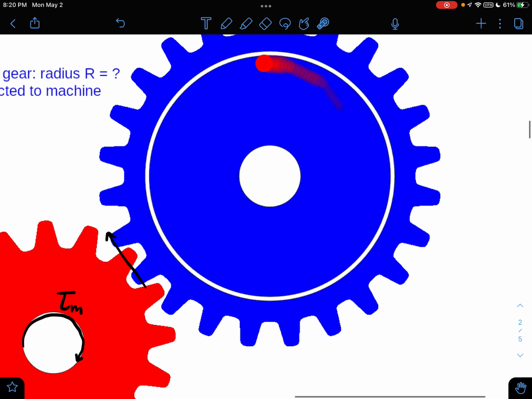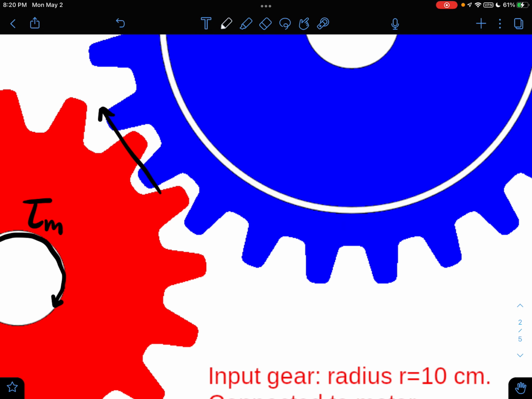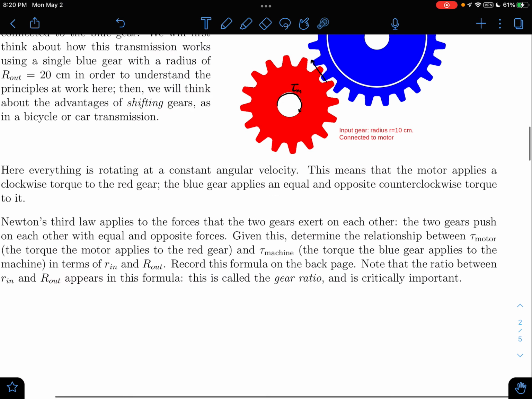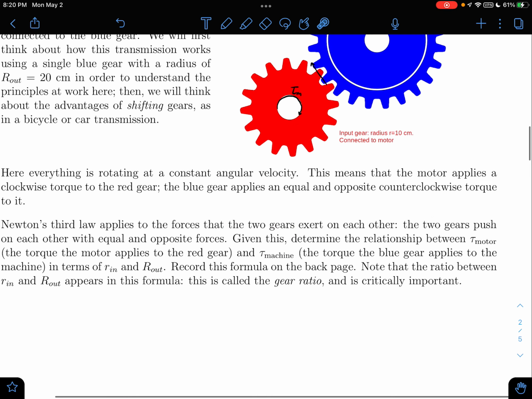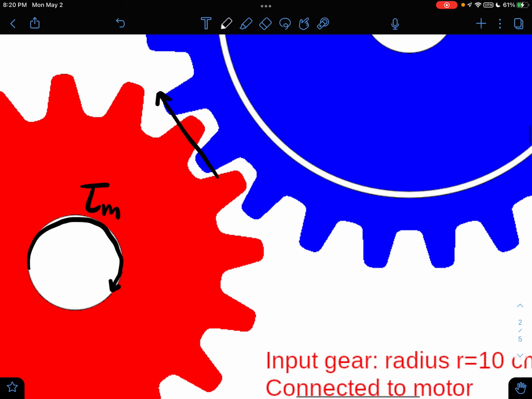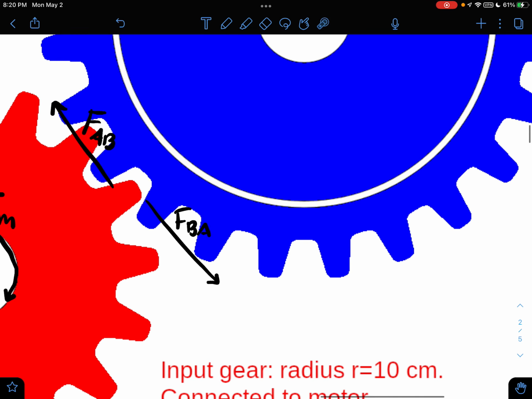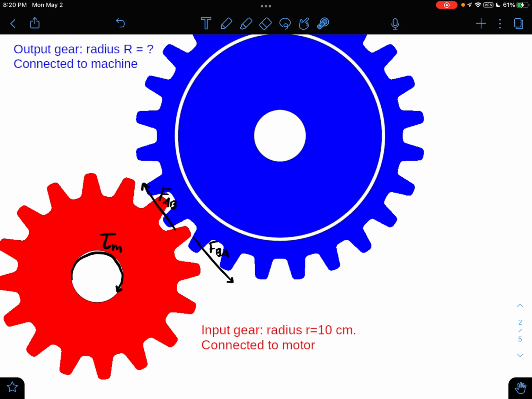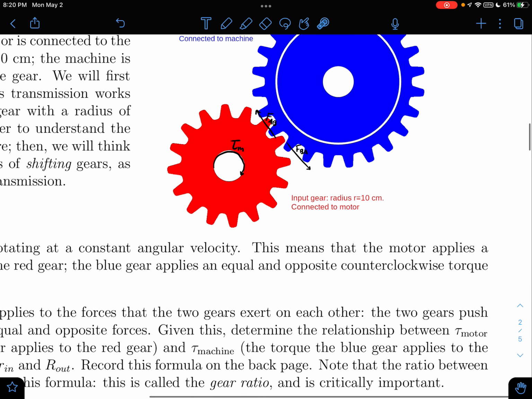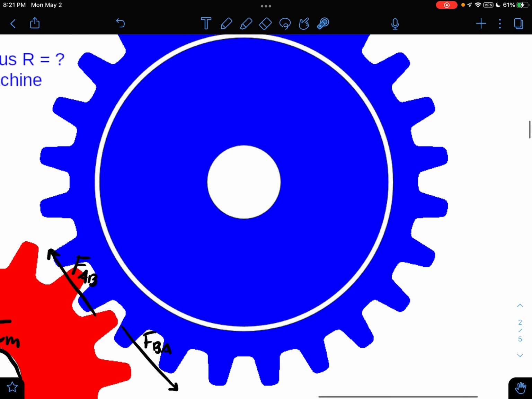And if I look at this, same thing. We're reminded of Newton's third law, right? Our forces are going to be equal and opposite. So if there's some force between A and B here, here's our force between B and A, they're going to be equal and opposite. So we have these two forces, but we're still at a constant angular velocity, which is the fun part.